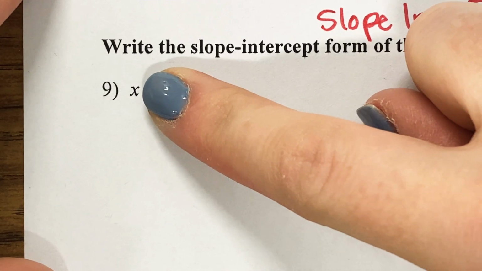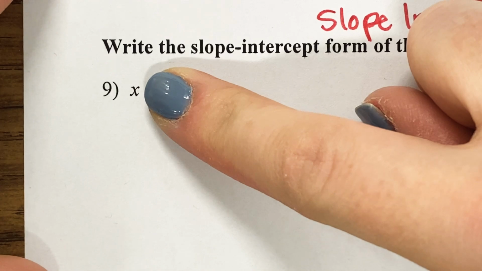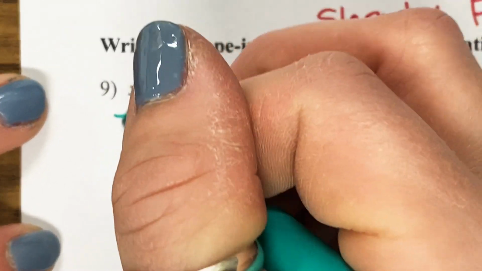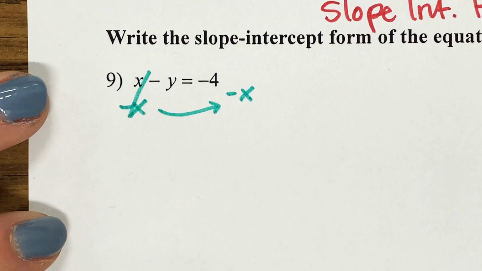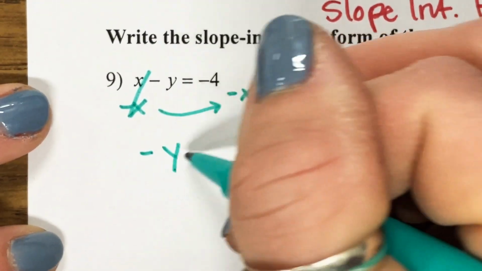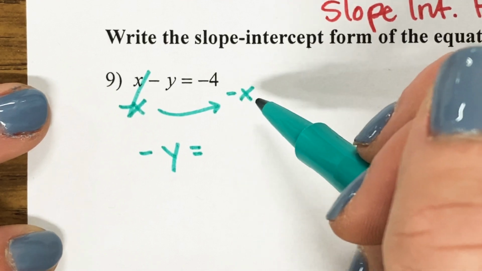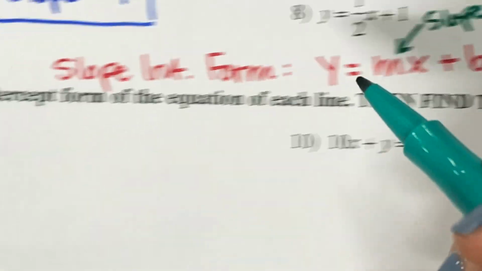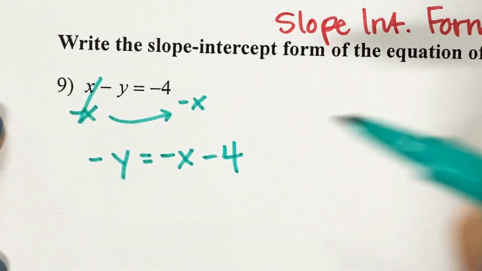We need to get rid of what's farthest away, which is this x. So what is the opposite of positive x? It's going to be negative x, and that's going to move him over here. Okay, so what I'm left with is negative y equals, and we want to write our term with the x first, because that's how it's written in our formula. So I'm going to write negative x first, and the minus 4 that was already over there.